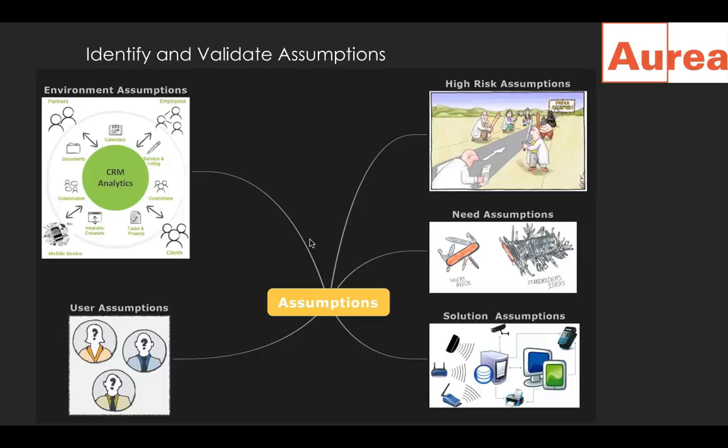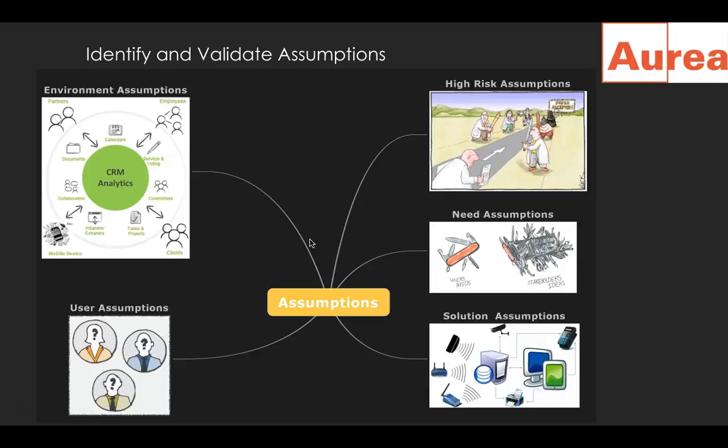Next is assumptions. There are several assumptions we make, and the first is the environment assumption, that is, what the environment is. If we don't know the environment very clearly and don't have the luxury to know it very well, then we have to make certain assumptions there. The second kind are the user assumptions: who the user is, or what the user needs are.